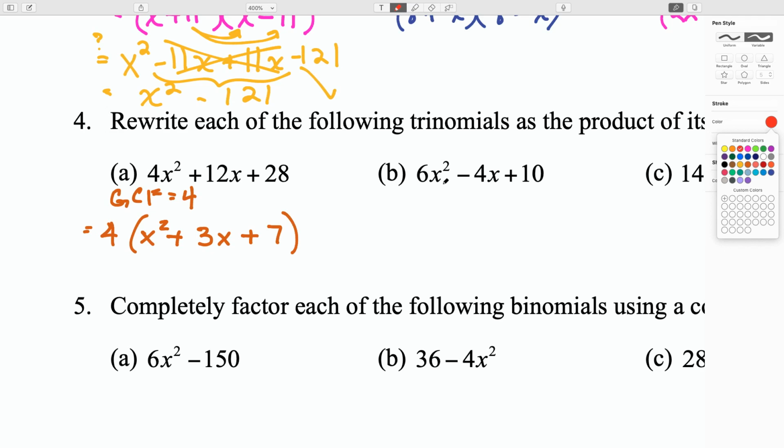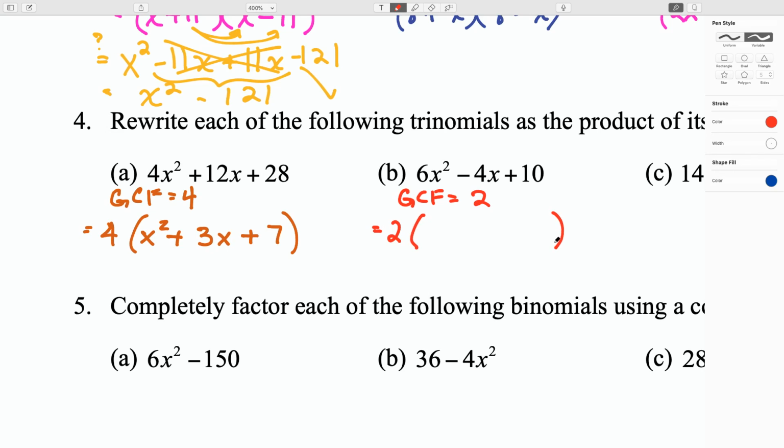What can go into 6x squared, 4x, and 10? 2. So we'll put a 2 on the outside and the remaining factors inside. 2 times 3x squared minus 2 times 2x plus, 2 times what will give me 10? Well, 10 divided by 2 is 5. So there you have it. A product of a GCF and a trinomial.